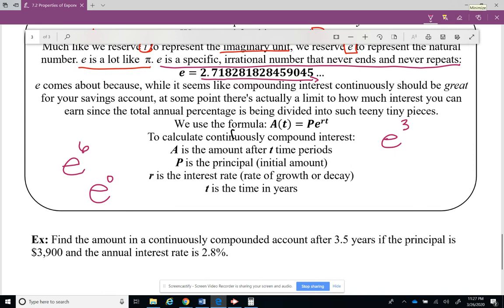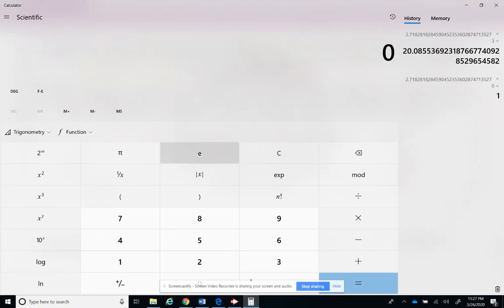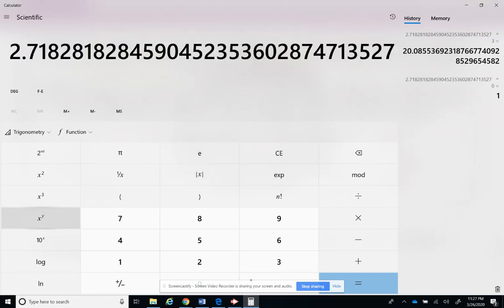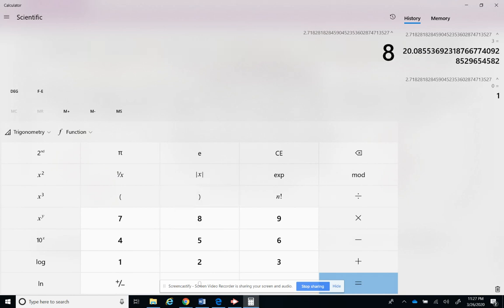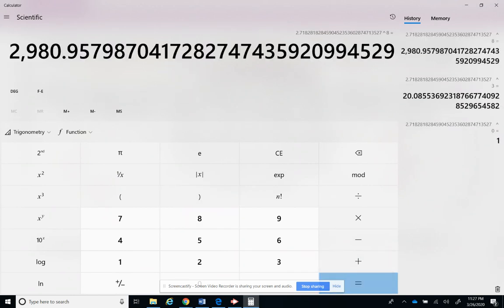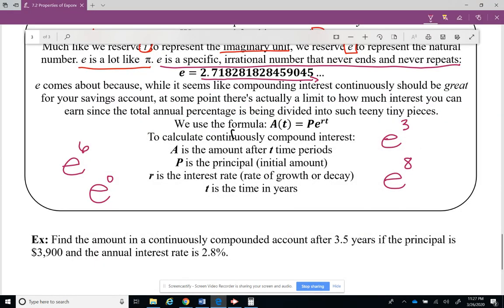All right, let's do another one. We're just getting used to this E button. Do E to the 8. Clear it out. Do E. Hover over the button. Hit it. 8. Press the equal sign. E to the 8 is approximately 2,980. We would end up rounding it to 81. All right, let's see if we can do E to a fraction. Let's do E to the 5 halves.